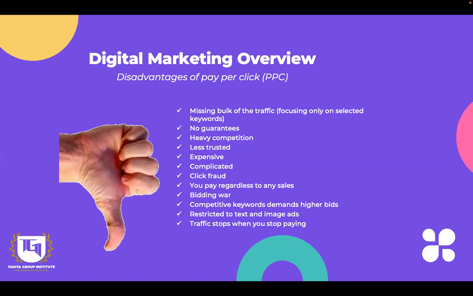Competitive keywords demand higher bids. Keywords that are very competitive, like rent a car, are very competitive. If you want to get into competition with these top guys, you need to bid higher. Restricted to text and image ads. Obviously, we have text, image, even videos as well. So it's restricted to text, image, and of course, we have the video ads. Traffic stops when you stop paying. So immediately you are unable to pay, the ad stops.